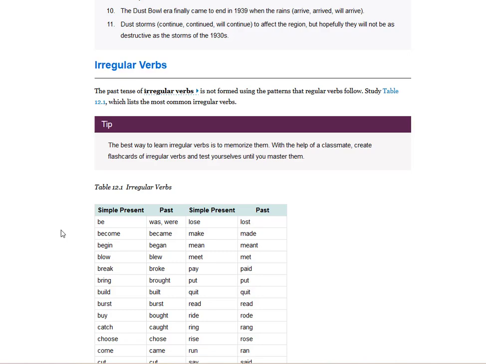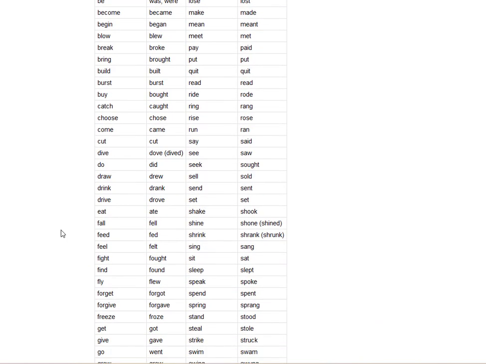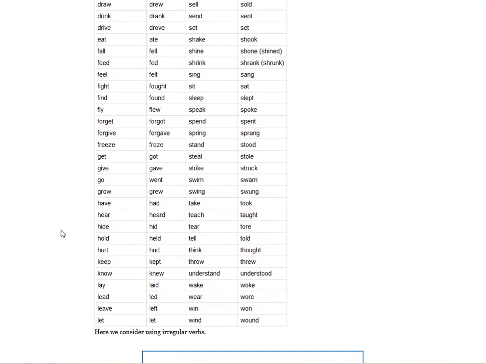And for me, I had to memorize irregular verbs in late middle school. And I remember everyone had to recite this.